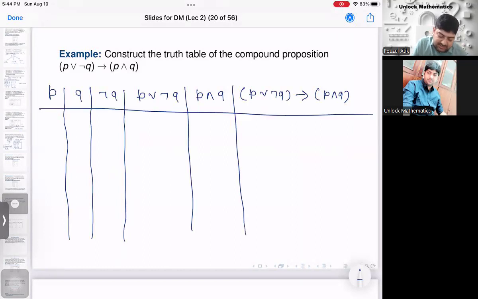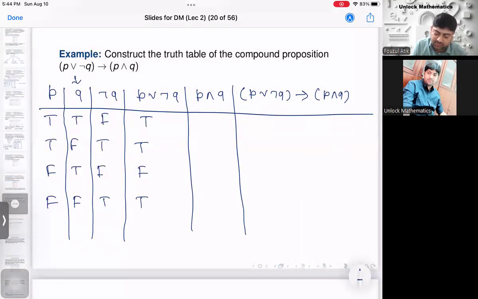So four possible cases: T, T, T, F, F, T, and F, F. Then if this is Q, what is not Q? Not Q will be F, then T, F, and T. Then P or not Q. This one I have to do: first column and third column, with the OR operator. So T or F will be true. Next one, true. But both of them are F in the third case, so it is false. In the last one, one of them is true, so this is true.